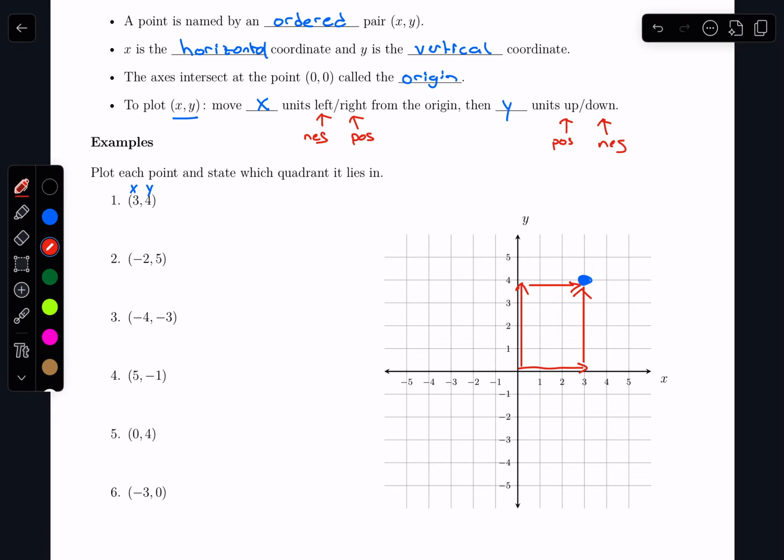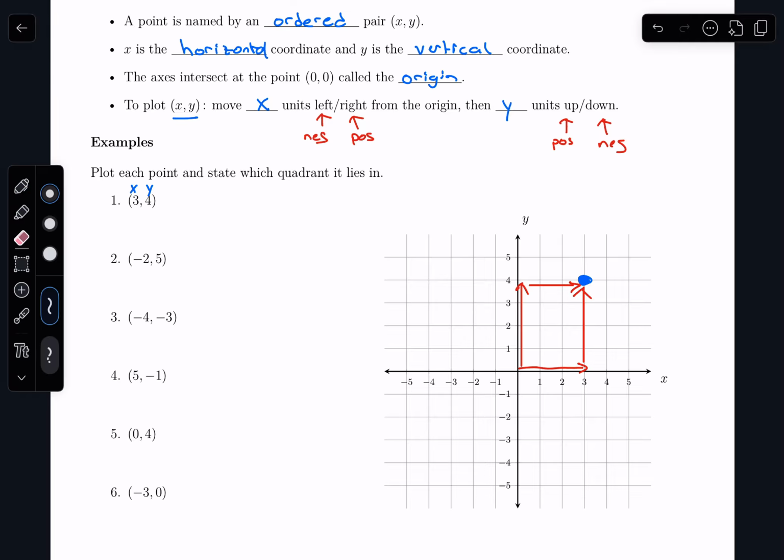So anytime you see a point, just remember you're not moving diagonal by 3 or 4. You're moving left or right by 3 and up or down by 4. Positives here tell me to go in the positive direction for both, which meant to the right and up. So I end up with that blue dot there.